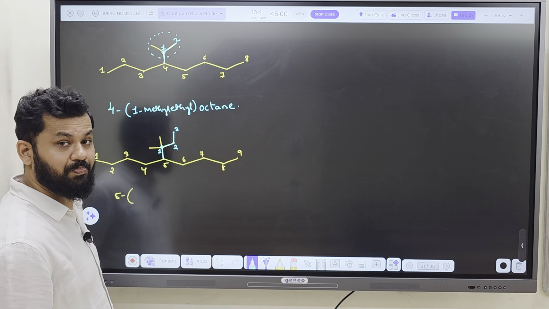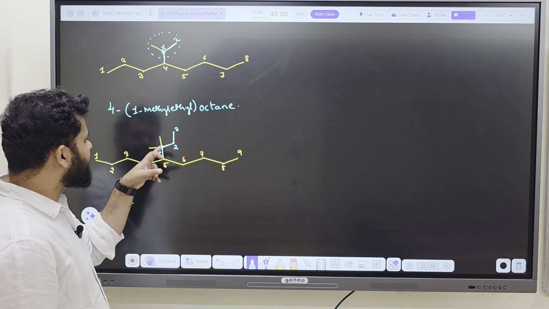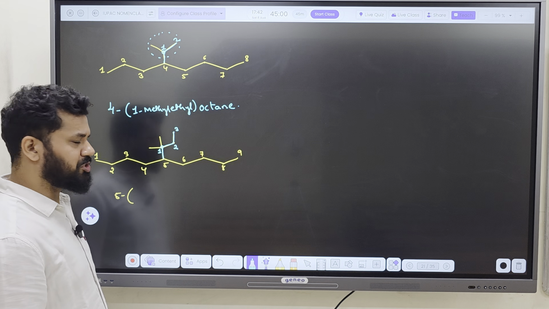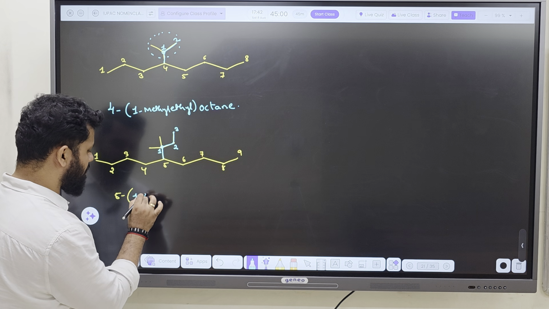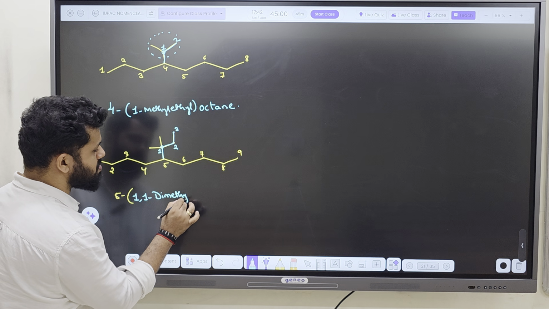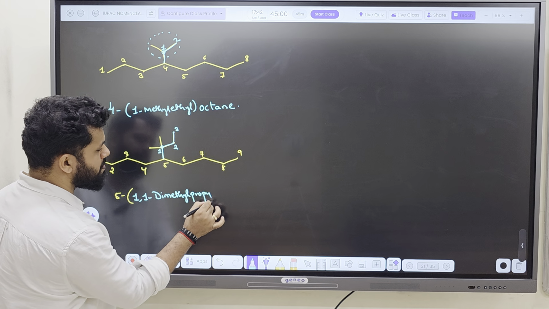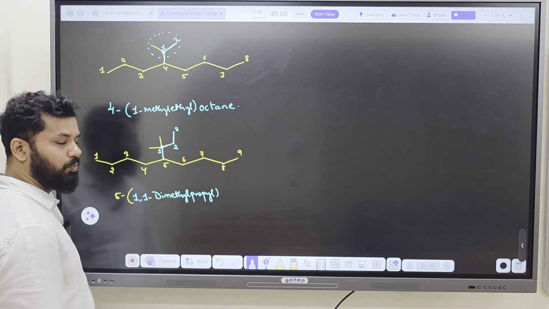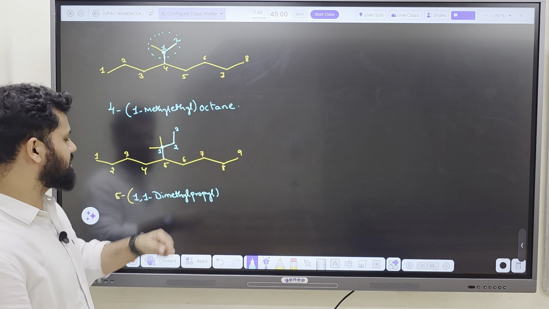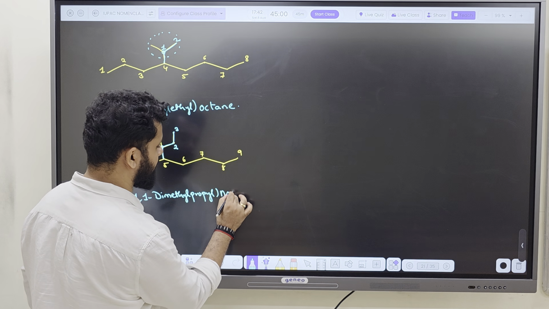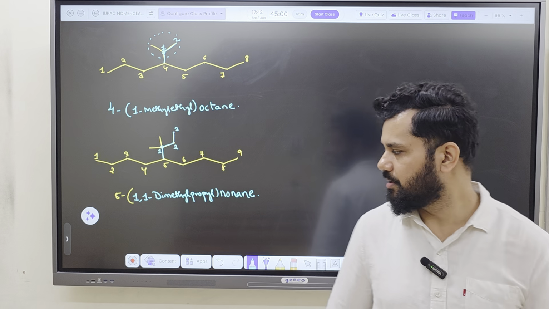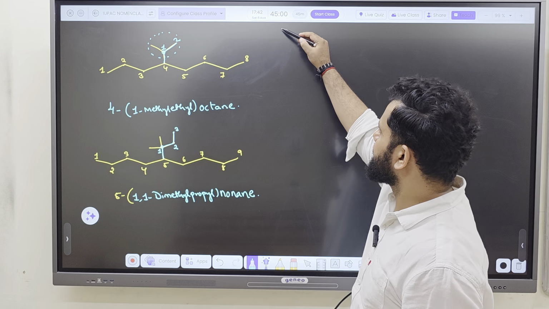That is propyl. It is a propyl group having 2 methyls at the first position. So we write it as 1,1-dimethylpropyl. 3 carbon propyl, 1,1-dimethylpropyl, and the rest is 9 carbons, so nonane. So that's how we name a complex substituent.